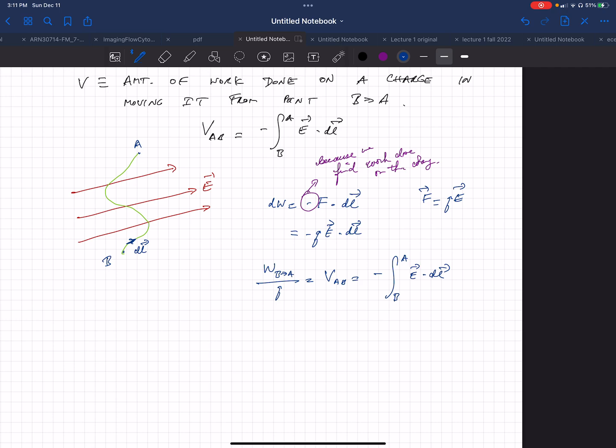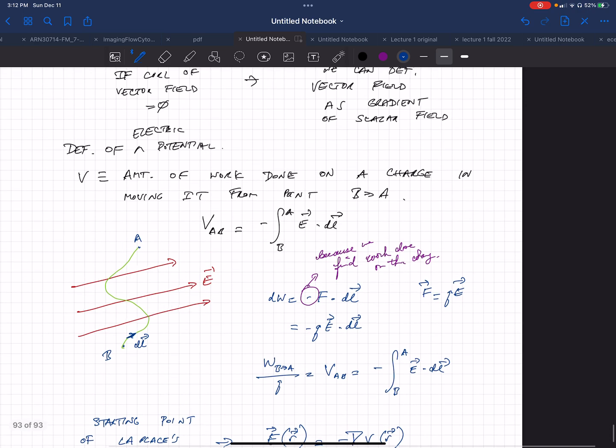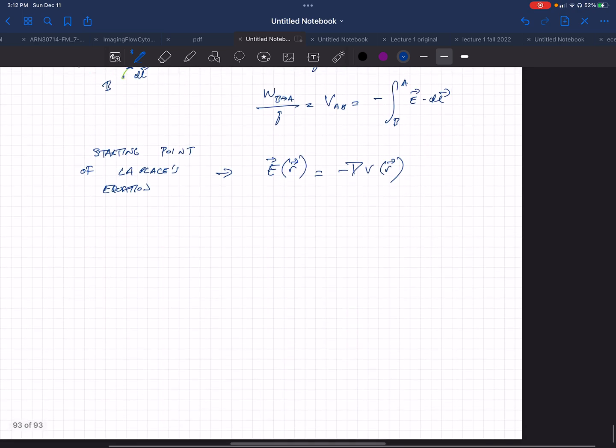And so this is the starting point of what is called Laplace's equation. E is the gradient of V.